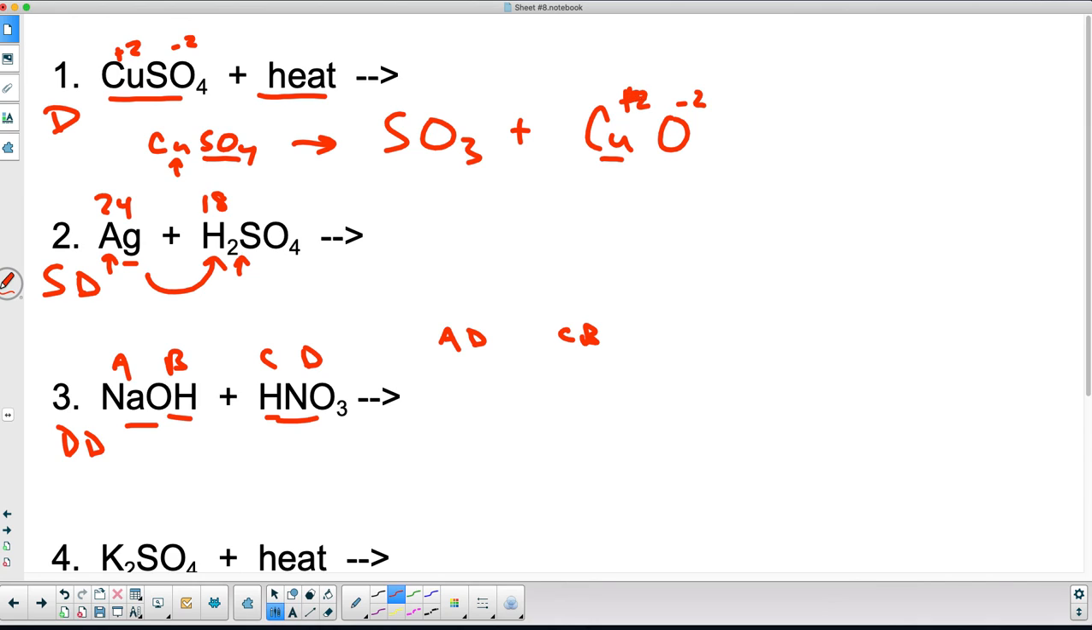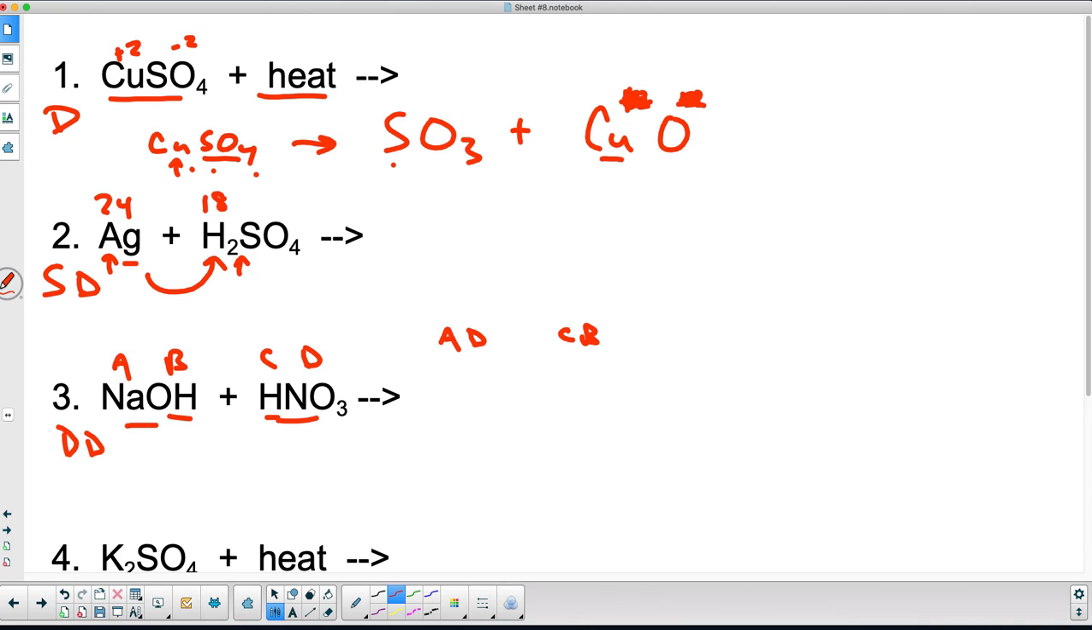So now I got +2, -2, so I can get rid of that. And I go back through. Once I have the symbols and charges and crisscrossed, which I just did by the +2 and -2 canceling, then I go back and balance. I have 1 Cu and 1 Cu, 1 S, 1 S, 4 oxygens. I have 3 here plus 1 right there equals 4. So I'm actually balanced. So the first one was pretty simple, okay, if you know what the products are.